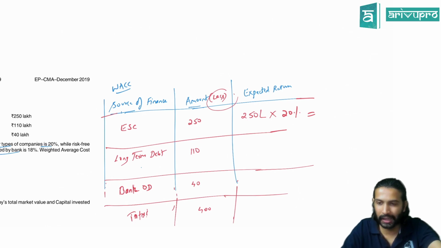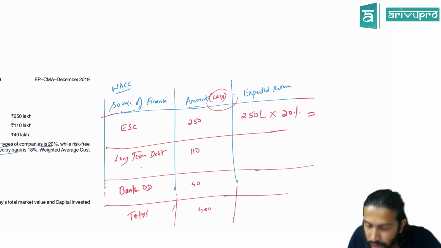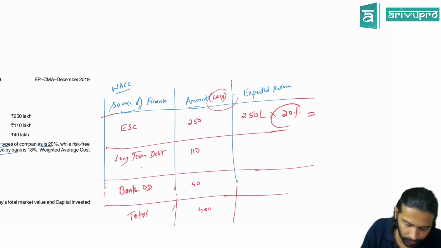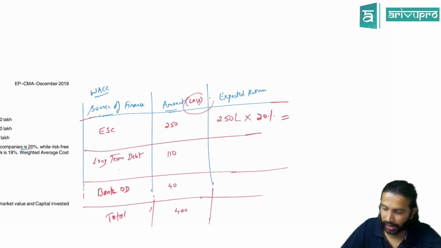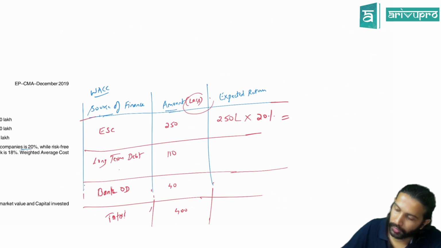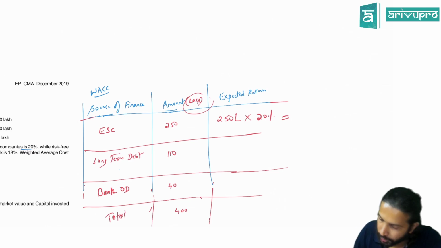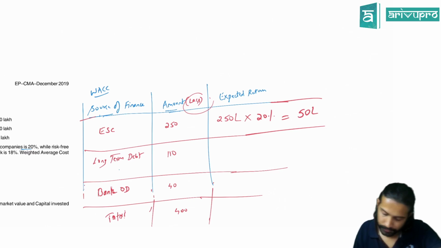They must have given some data, but here data is not given. Hence we assume that this 20% itself is the cost of equity, meaning shareholders are expecting 20%. So 20% of 250 will be, somebody is answering, 50 lakh. Awesome. So 50 lakh is the expectation of equity shareholders.